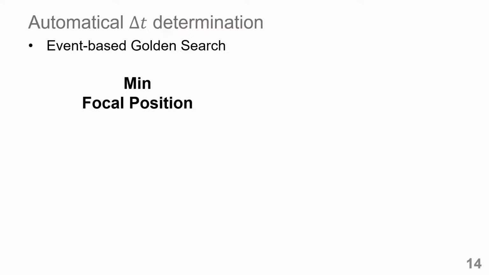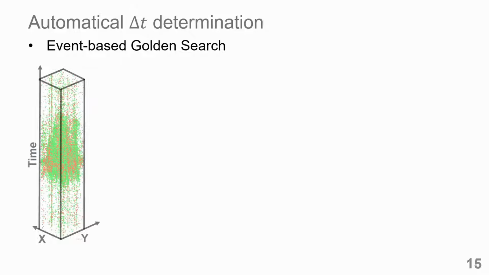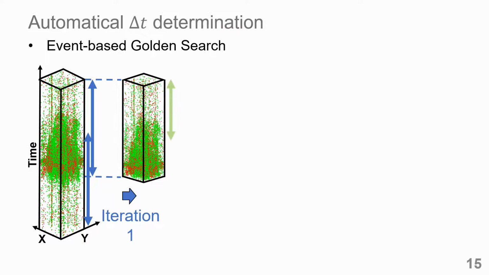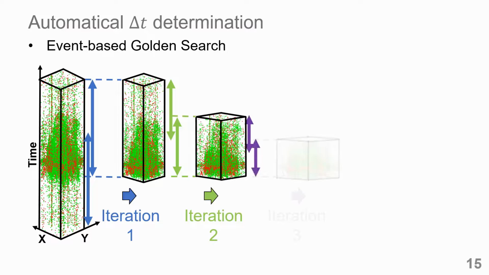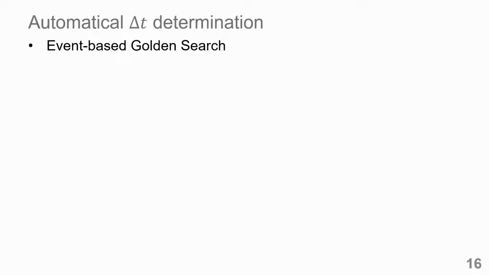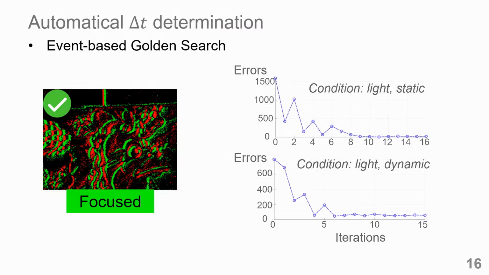We first loop over all possible focal positions to collect events, and then we leverage the golden ratio to divide the collected events into two overlapping intervals, and compute the event rate of each interval. Then the entire procedure is repeated for the active interval with a higher event rate. Recursively, the active interval will shrink by a constant proportion in each step, ultimately locating the optimum. We can see that our algorithm converges quickly in various conditions.